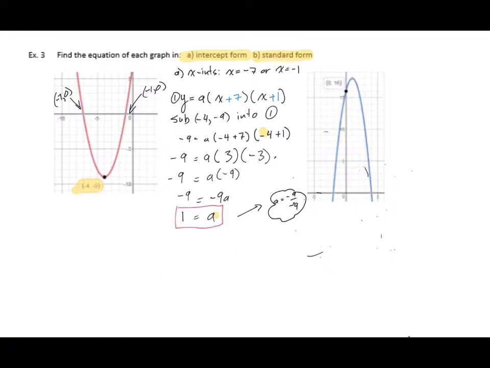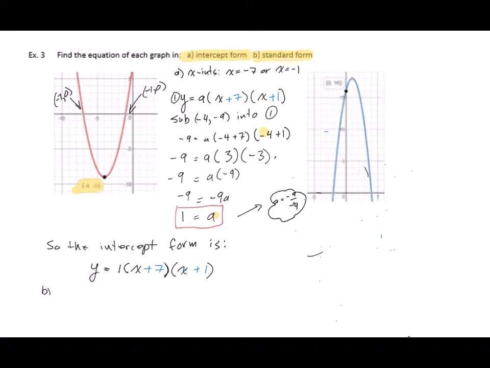So now that I have my a value, you're going to state your intercept form. We're just going to substitute what we just got for our a value into our equation. I'm just going to put a 1 there, and then we have (x + 7) as before, and then (x + 1). And now, remember, that is part A.